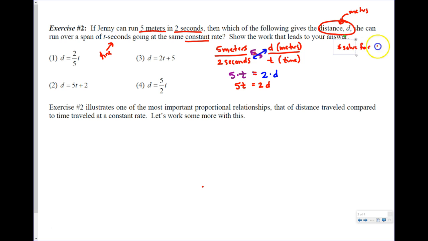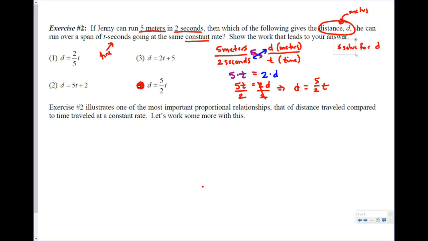Solve for d. So to solve for d, I need to get d by itself, so I'm going to divide both sides by 2. The 2's cancel out, and I get d equals 5 over 2t. And is that an answer choice? Absolutely. It's answer choice number 4.